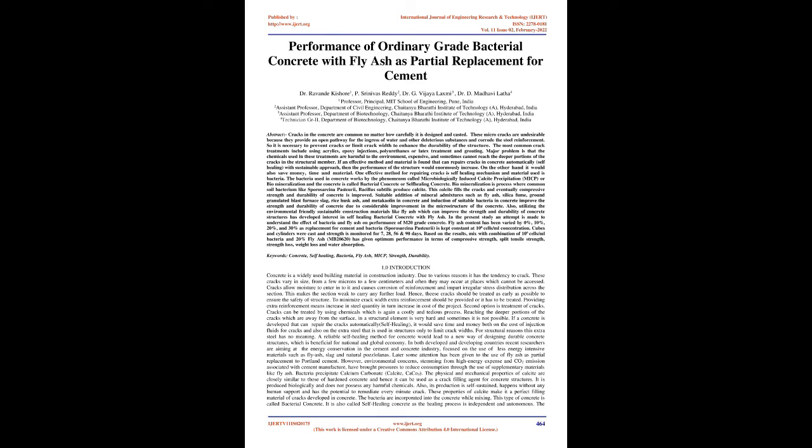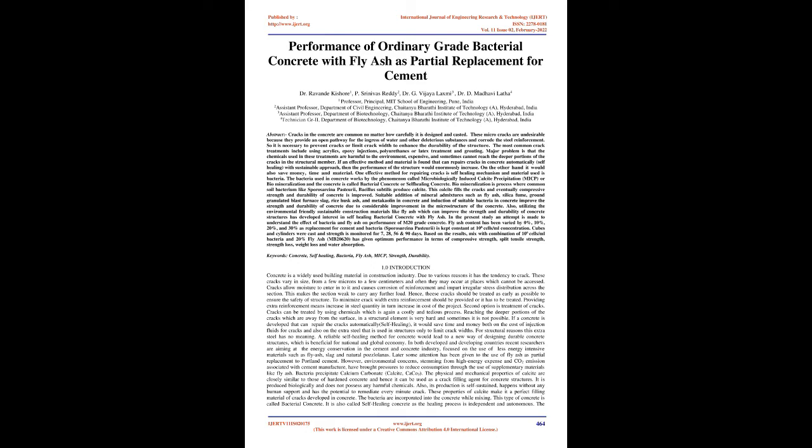Suitable addition of mineral admixtures such as fly ash, silica fume, ground granulated blast furnace slag, rice husk ash, and metakaolin in concrete, and induction of suitable bacteria in concrete, improve the strength and durability of concrete due to considerable improvement in the microstructure of the concrete. Also, utilizing environmentally friendly sustainable construction materials like fly ash, which can improve the strength and durability of concrete structures, has developed interest in self-healing bacterial concrete with fly ash.